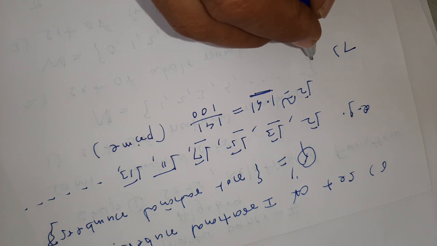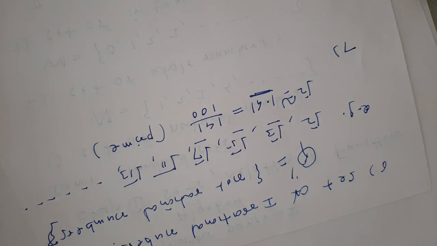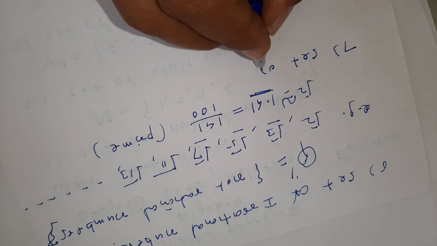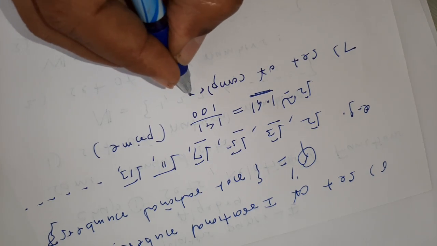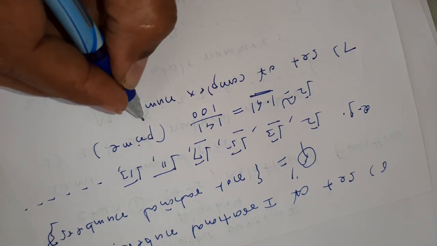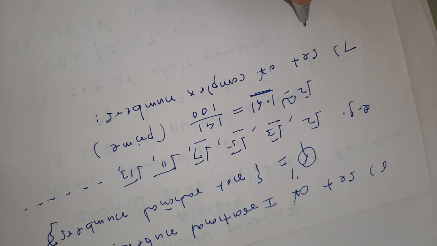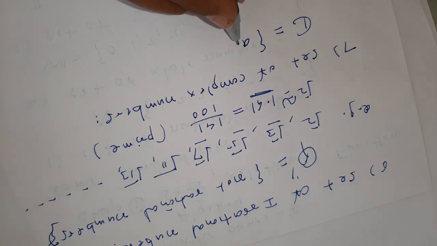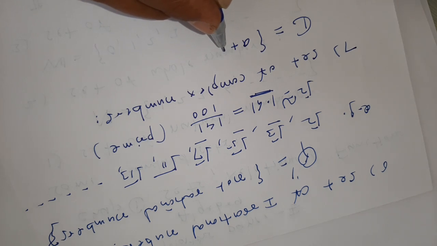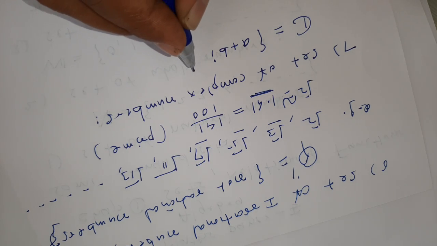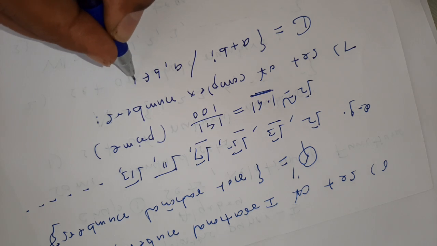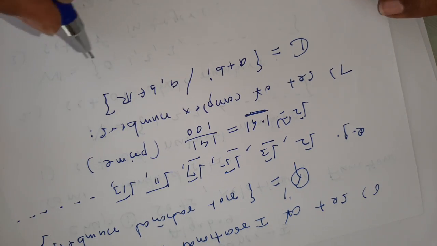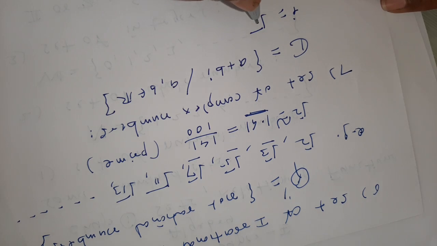Next, the set of complex numbers. The set of complex numbers is denoted by the notation capital C and is the set of elements of the form a plus bi. What are a and b? These are real numbers. So what is this i? i is root of minus 1.